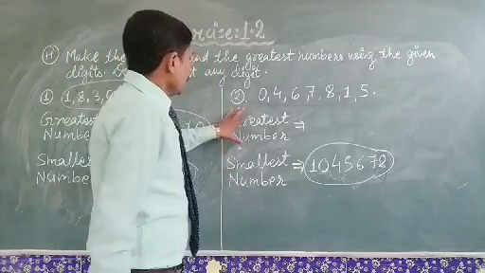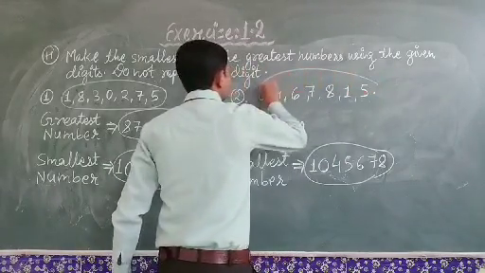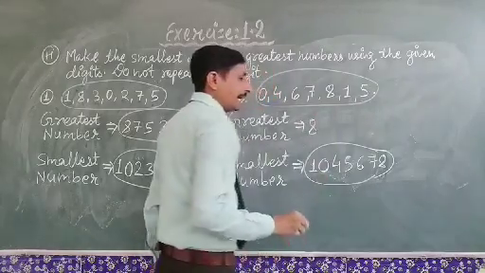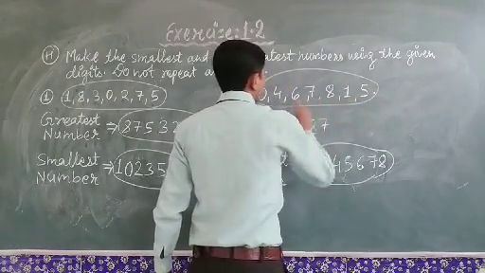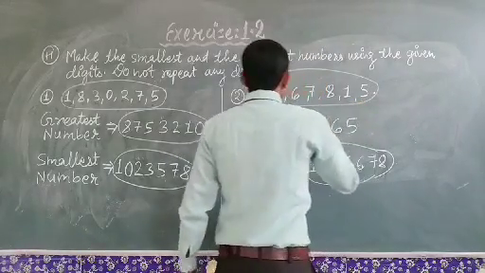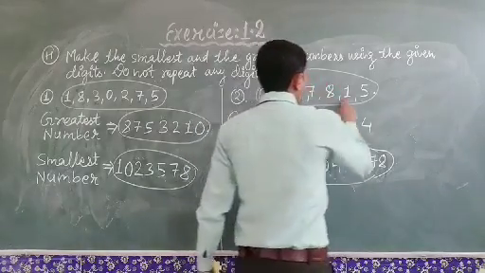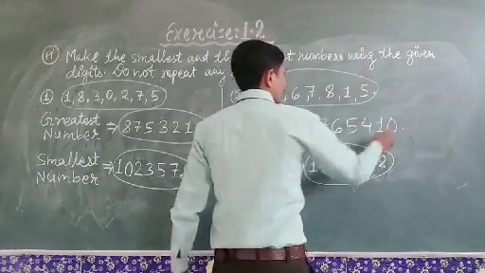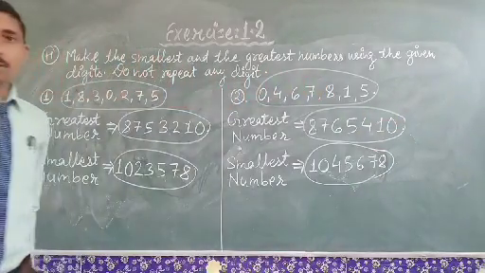Now, how to write the greatest number? So find the greatest digit among the given digits. So the greatest digit is 8. First write 8. After that, the second greatest digit is 7. After that, the third greatest digit is 6. The fourth greatest digit is 5. The fifth greatest digit is 4. And the sixth greatest digit is 1. And the last remaining digit is 0. So in this way, we can write the greatest number also.